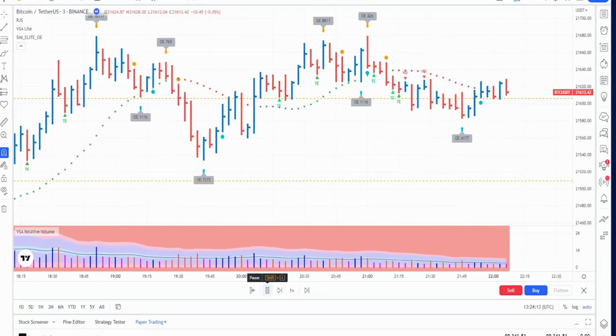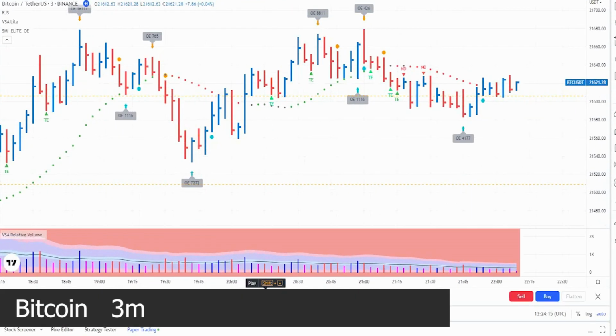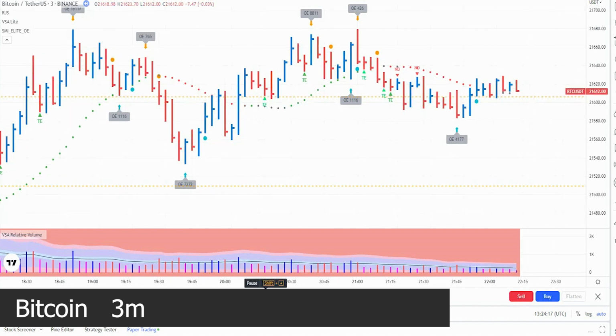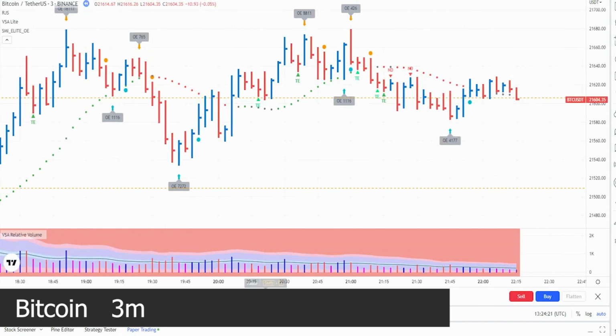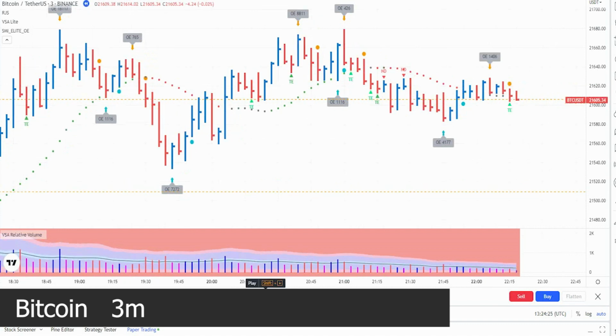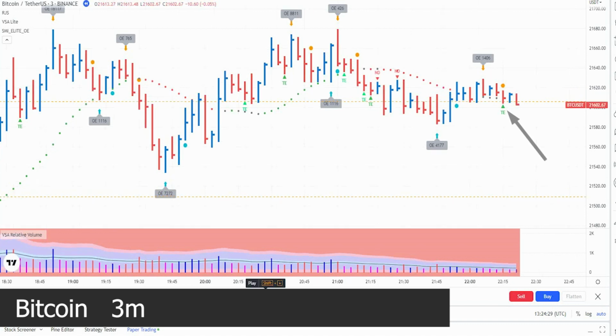Here is a Bitcoin 3-minute chart. Here is an example where the Trade to Win package would miss a trading opportunity because there's no potential buying or selling indicators signaling the start of a setup. In this case, a VSA test confirmation indicator has appeared.